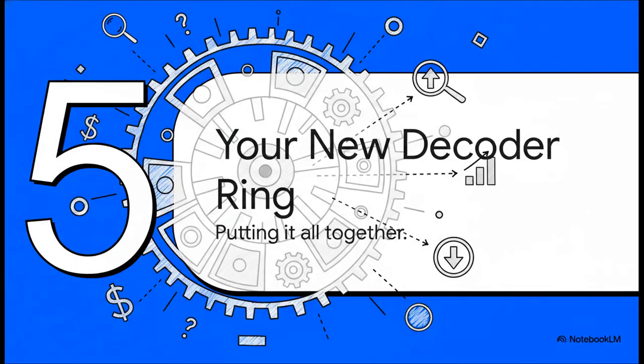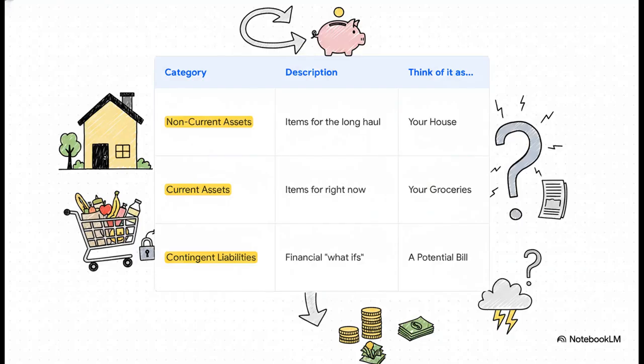So, with all these pieces now in place, you've got a seriously powerful tool for looking at any company's finances. Let's put it all together and see what our new decoder ring really shows us. Let's just recap with our simple analogies to make sure this sticks. The non-current assets, those are the long-haul items, like your house. The current assets are for the day-to-day, like your groceries. And those tricky contingent liabilities? Those are the financial what-ifs, the potential future bills you've got to keep an eye on.